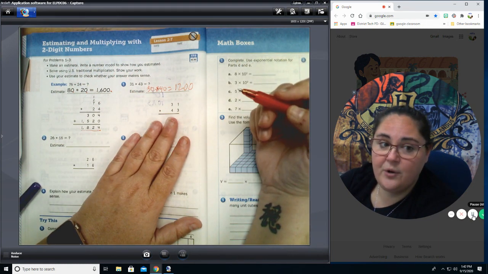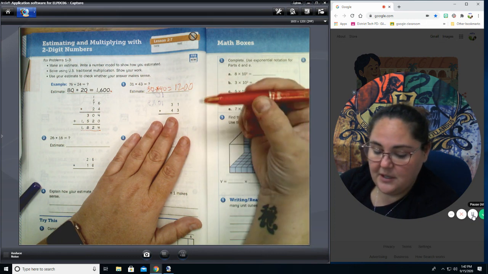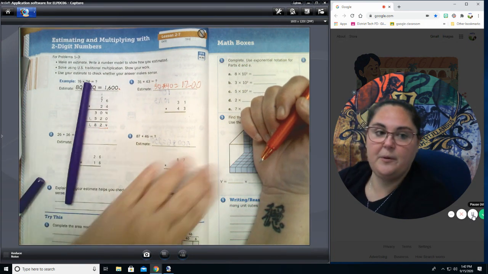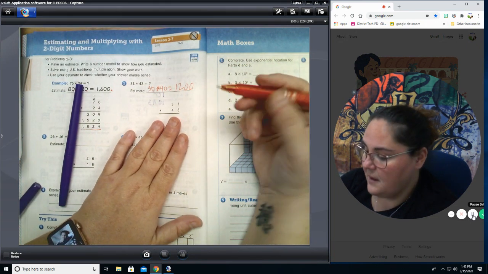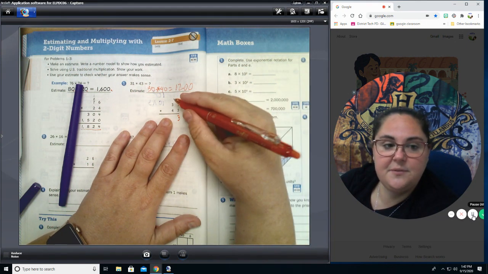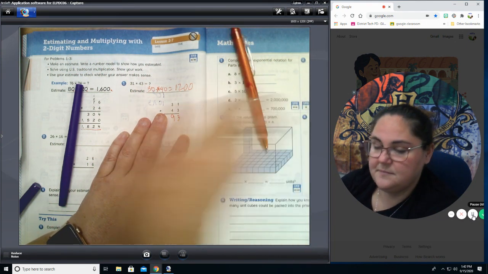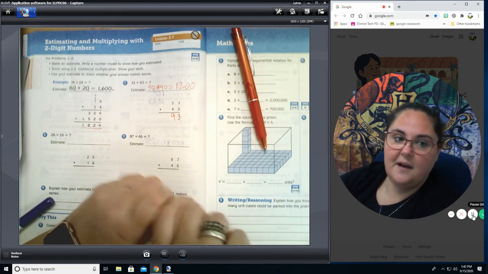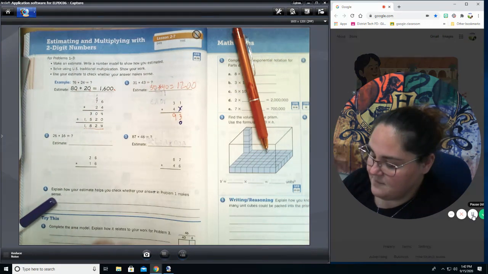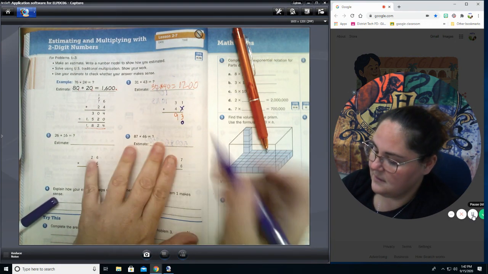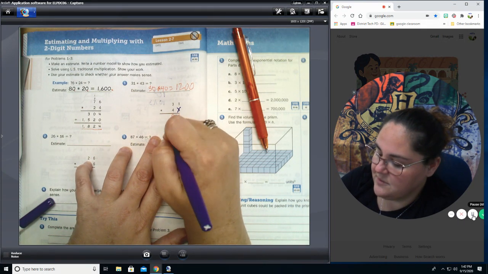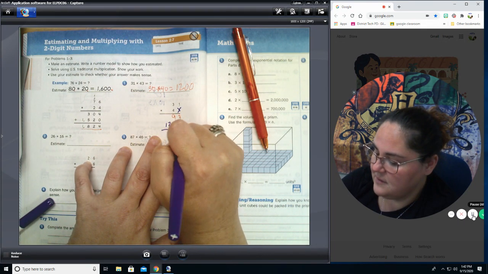I'm going to go one number at a time. For my 3, I'm going to use my orange pen. For the 4, I'm going to use my purple pen. Okay? 3 times 1 is 3. 3 times 3 is 9. All right, sing with me. My X's and the O's, they haunt me. 4 times 1 is 4. 4 times 3 is 12.